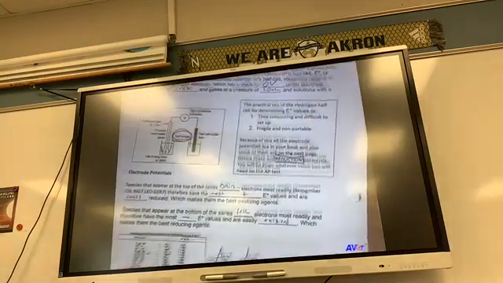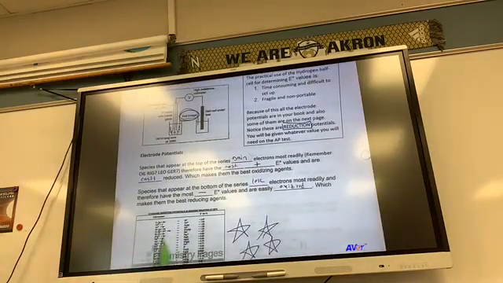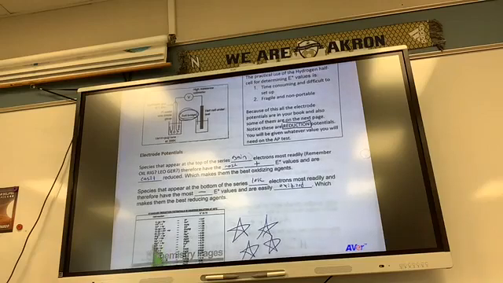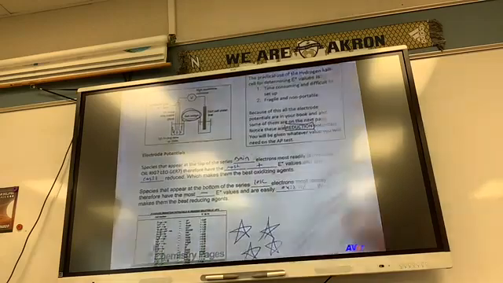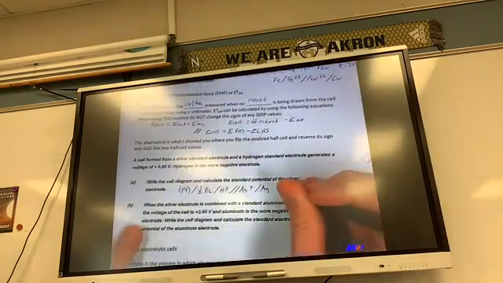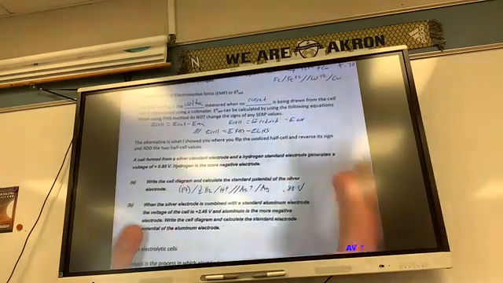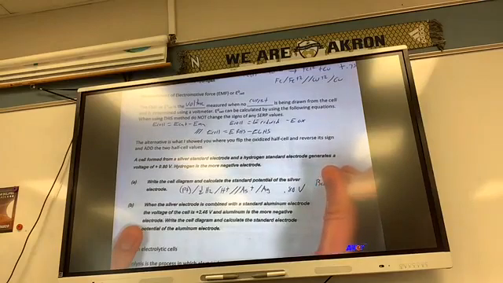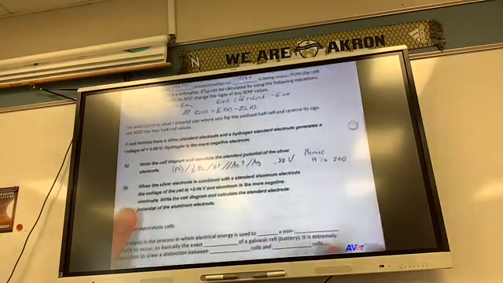So I just have to look up silver. Silver is plus, right here, 0.80 volts. I have nothing to subtract. So this is 0.80 volts. I'm going to write here because H is 0. So there's nothing to subtract.